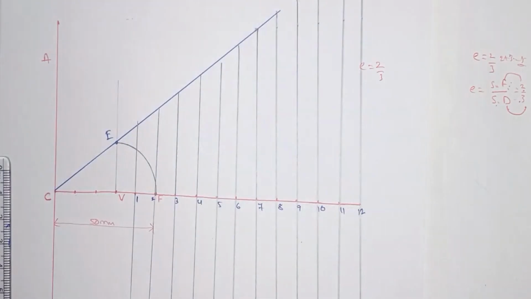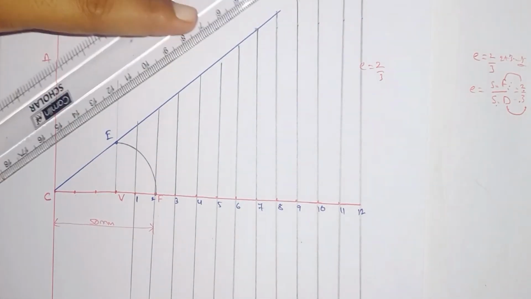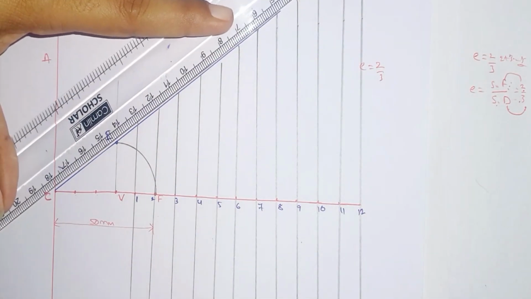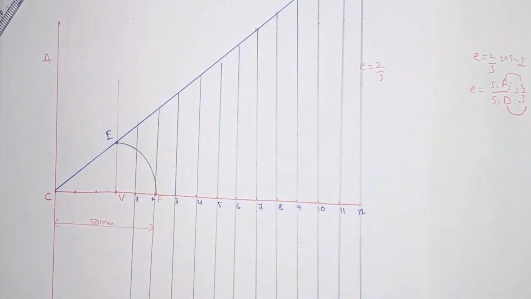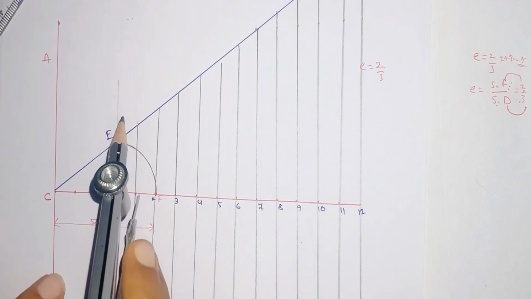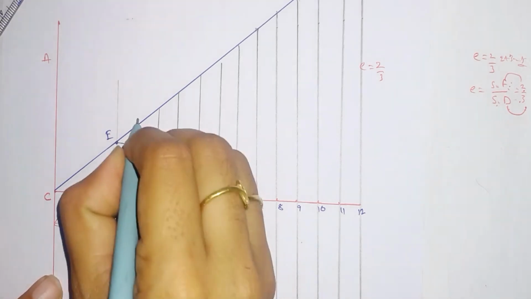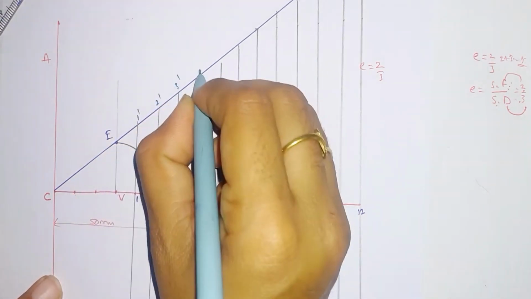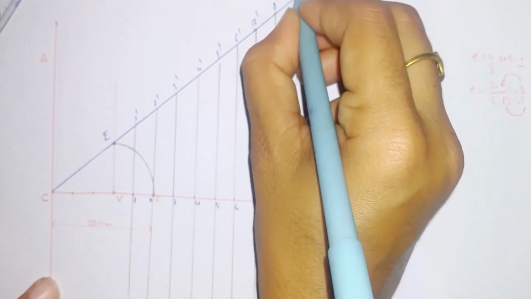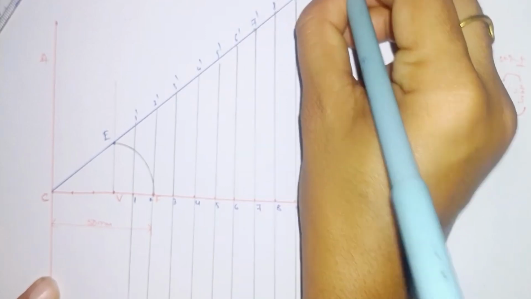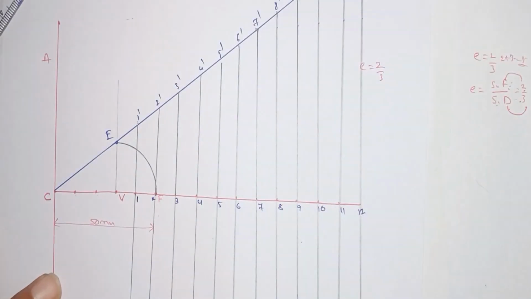Mention the line, and extend the C and E line also. Now take the compass with F as a fixed point, as we already mentioned, and mark 1 and give the names: 1, 1 prime, 2 prime, 3 prime, 4 prime, 5, 6, similarly 8, 9, 9 prime, 10 prime, 11 prime and 12 prime.